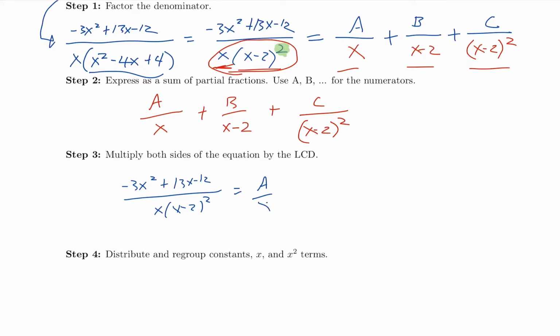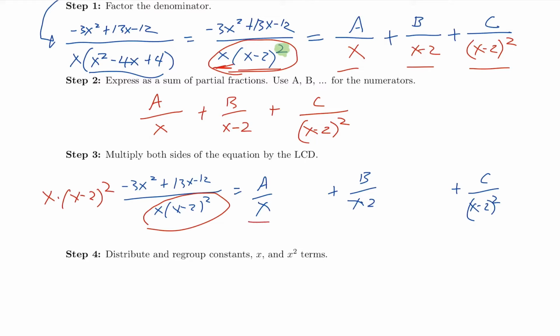A over x, I'm going to leave some room because I'm going to multiply. So what are we multiplying? We're multiplying the least common denominator, which is this. So I'm going to multiply this on both sides. If I multiply it to the right side, I end up distributing this to each of these terms.